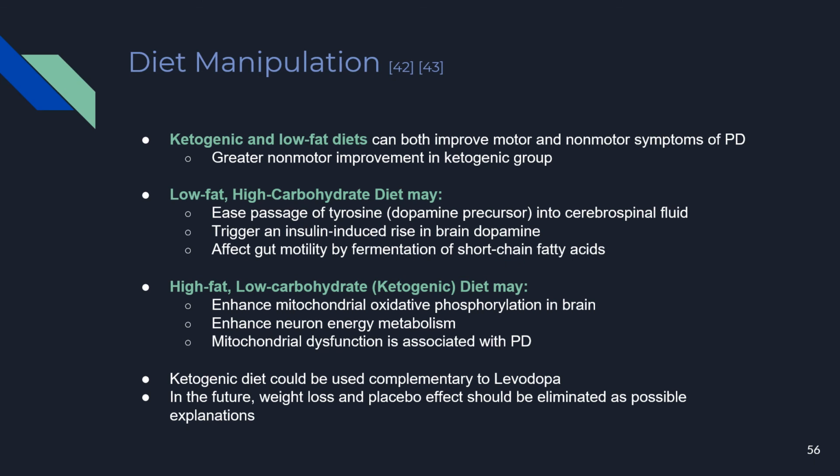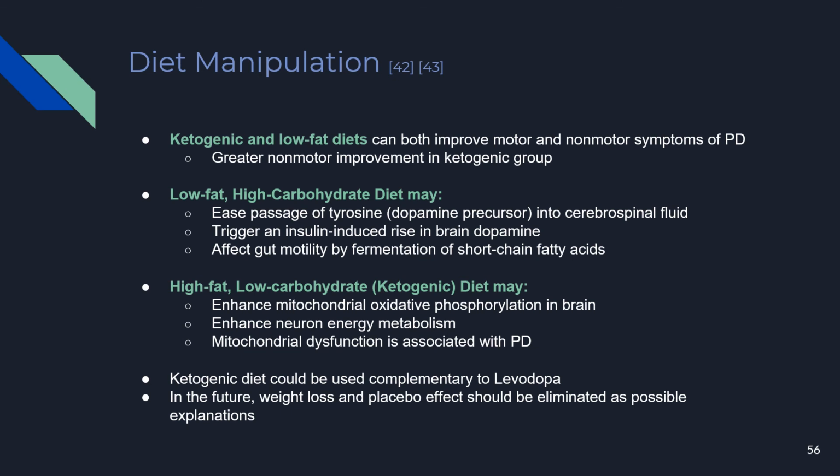The first pathway is through tyrosine. Tyrosine is a dopamine precursor, and this diet allows it to pass into the cerebrospinal fluid more easily. The increased production of insulin resulting from this diet also leads to an increase in brain dopamine. Furthermore, the fermentation of fatty acids has been shown to improve gut motility in these Parkinson's patients, which is important as the gastrointestinal tract is often affected by neuron degradation in Parkinson's patients.